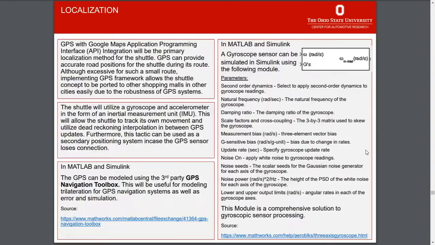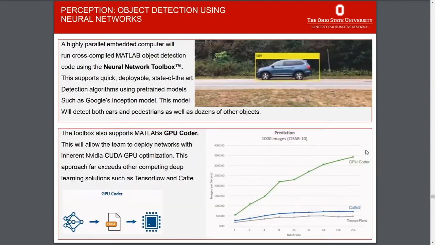Localization and perception. Our autonomous shuttle will utilize GPS and an IMU, which can be modeled using the third-party GPS navigation toolbox, as well as MATLAB and Simulink models, such as a gyroscope and an IMU. Our car will also utilize a neural network toolbox to deploy quick state-of-the-art detection algorithms, such as convolutional neural networks. These can actually be deployed to an NVIDIA GPU on board using the GPU Coder.